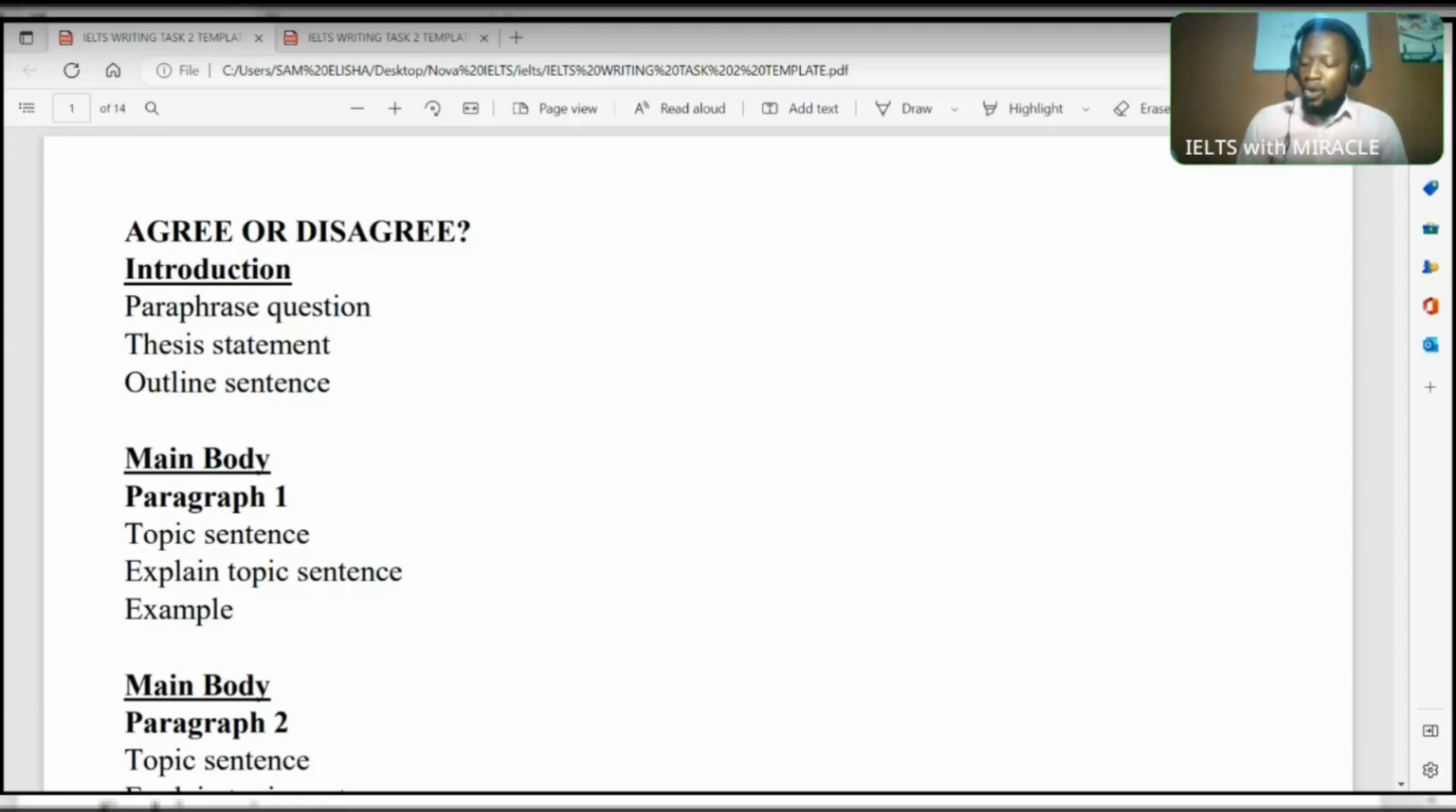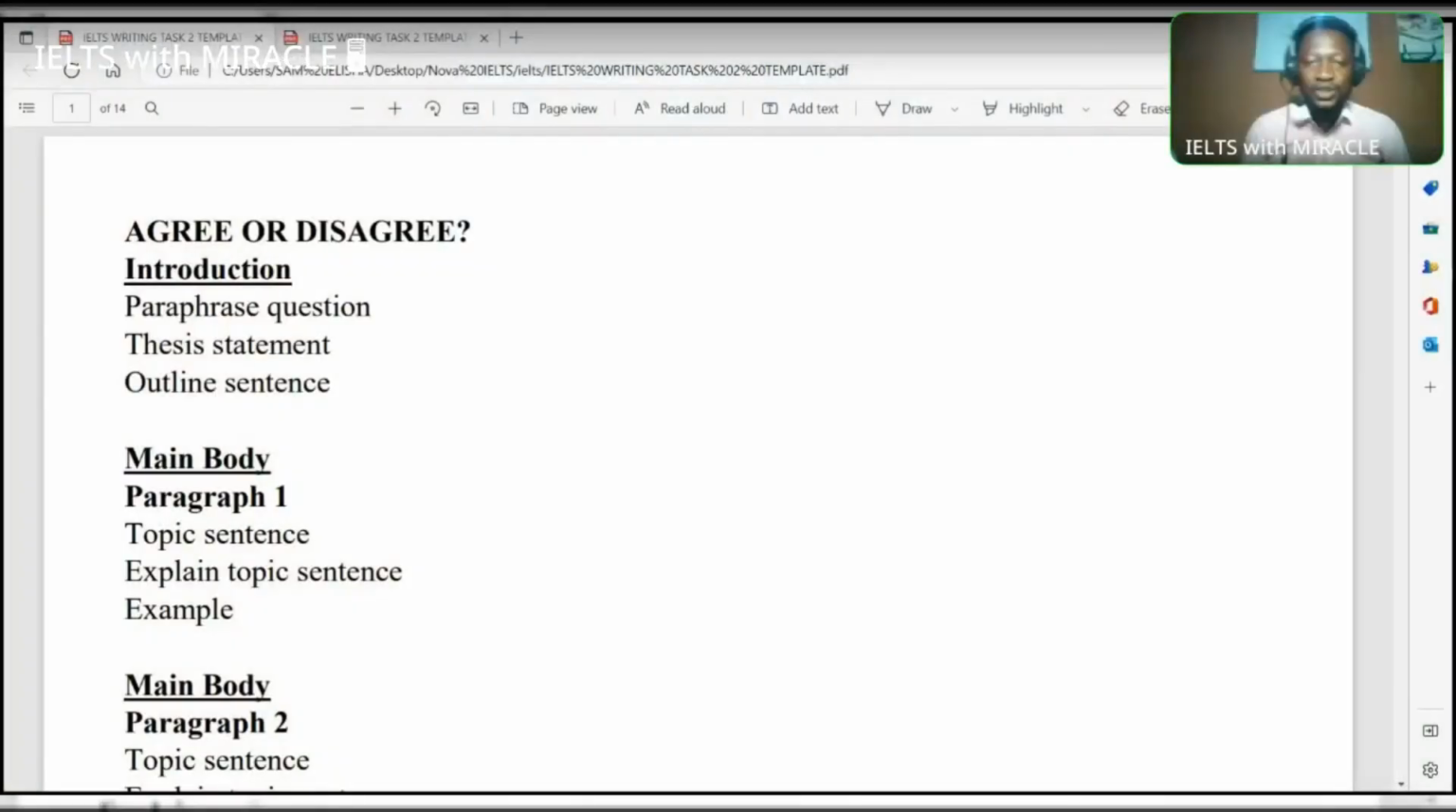All right, so let's quickly look at the task 2 itself. I told you that for the task 2, you will either argue or discuss, and we'll leave it at this level. So pay attention, please. You will either argue or discuss, right?